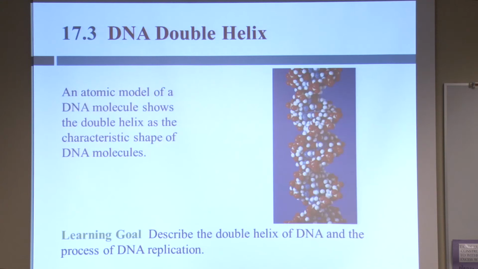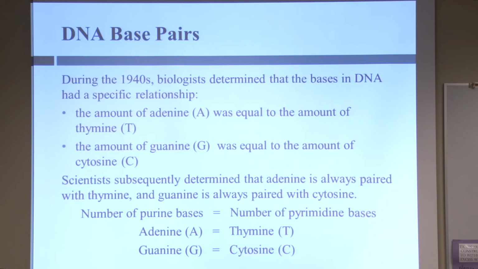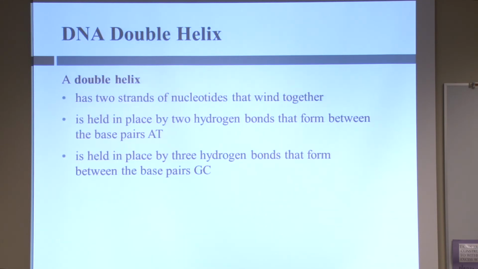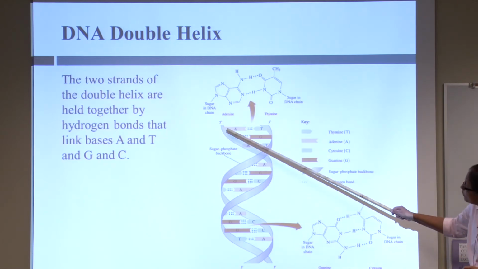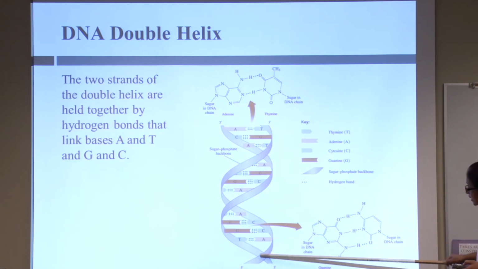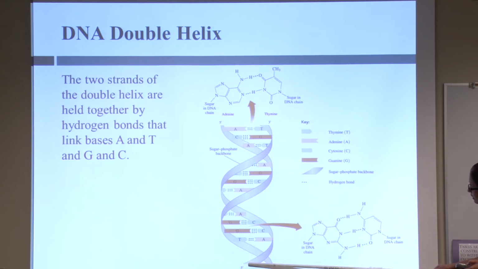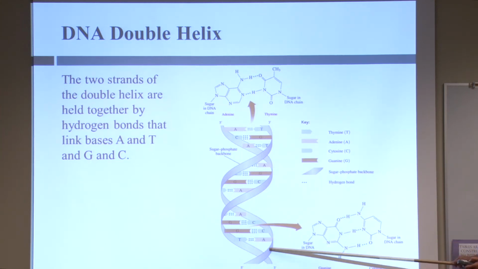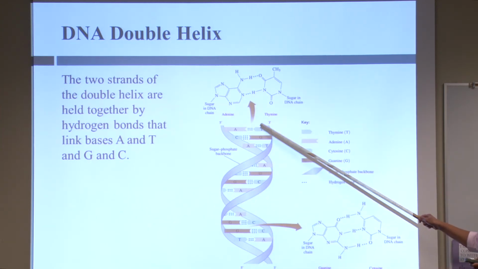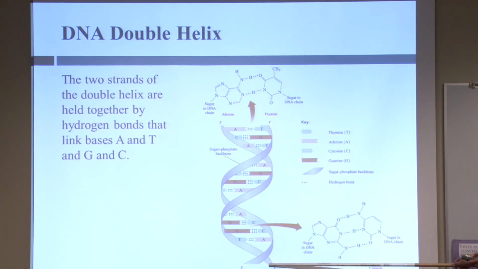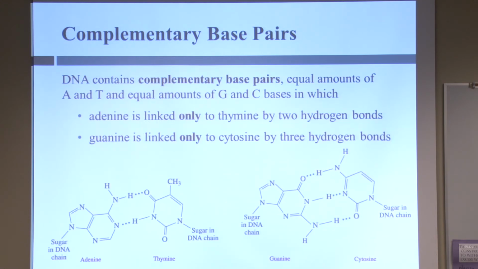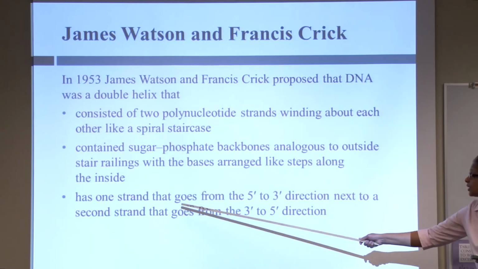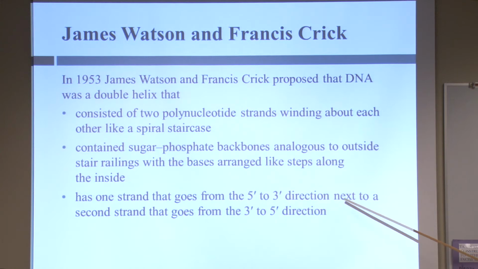I think we should see that too. Let us check out our model. We can see one strand going from 5 ending in a 3, and the second strand going in the opposite direction, 3 to 5. That is the uniqueness of this double strand. Again, one strand goes from 5 to 3, and the second strand goes from 3 to 5.